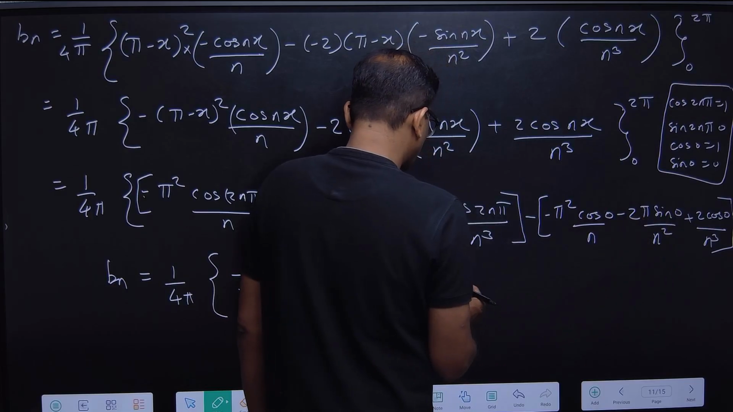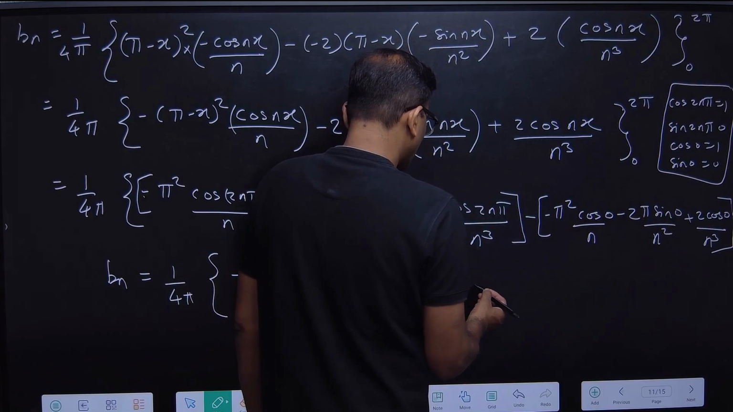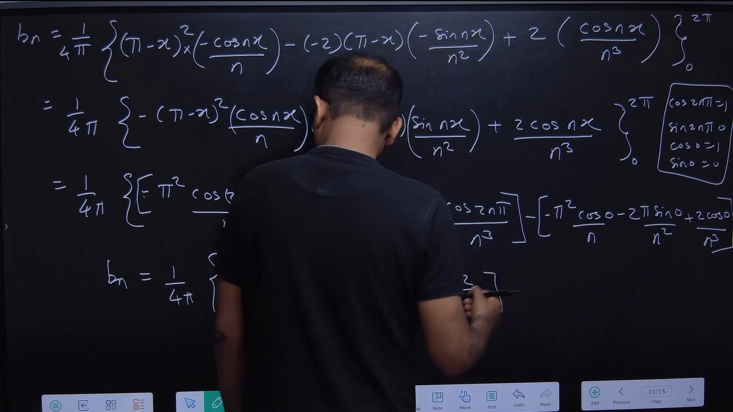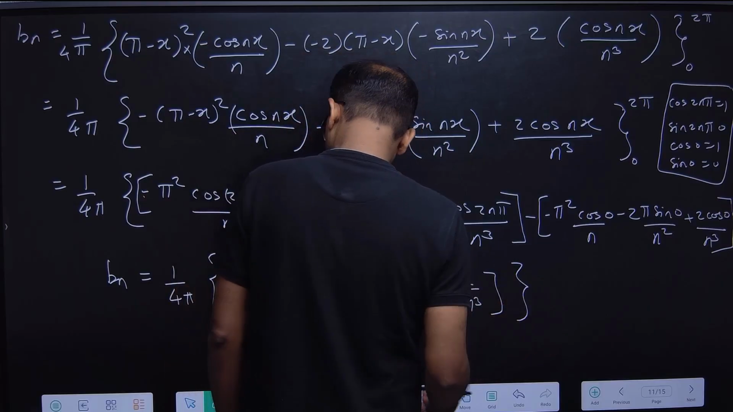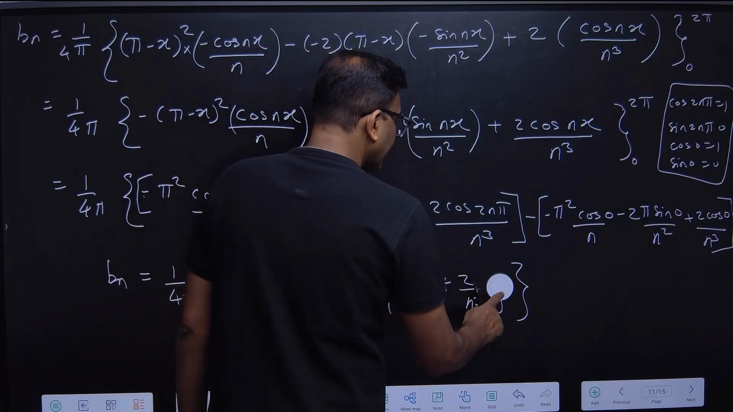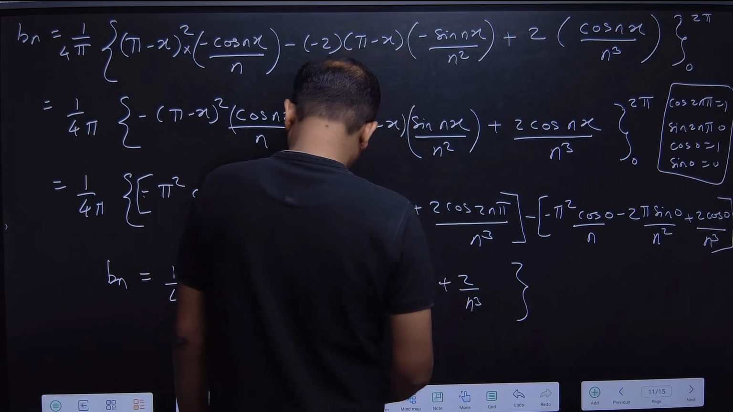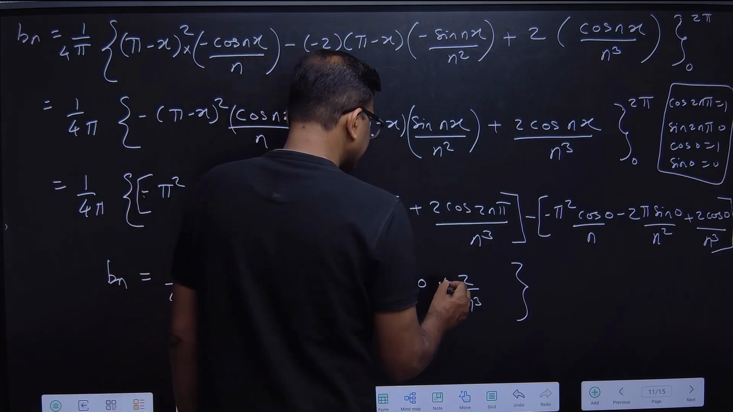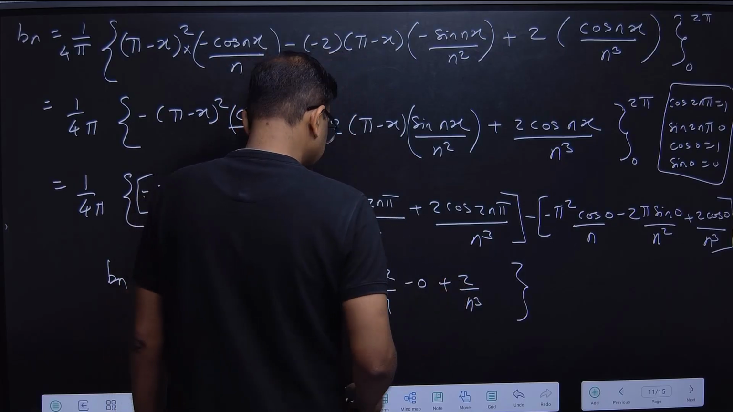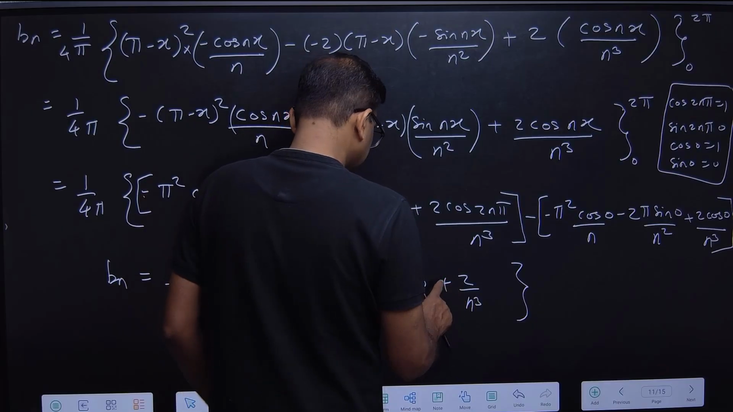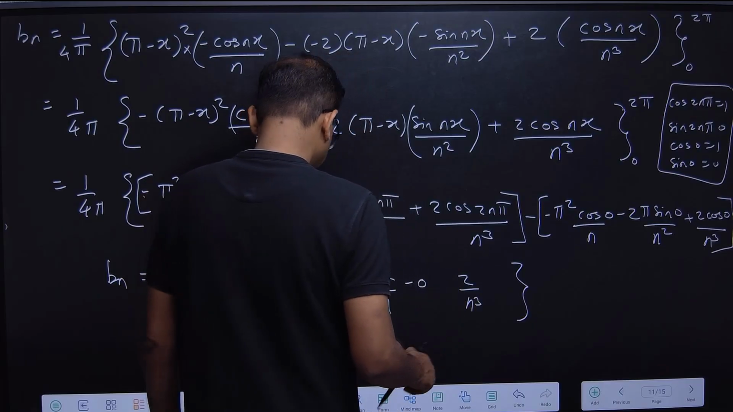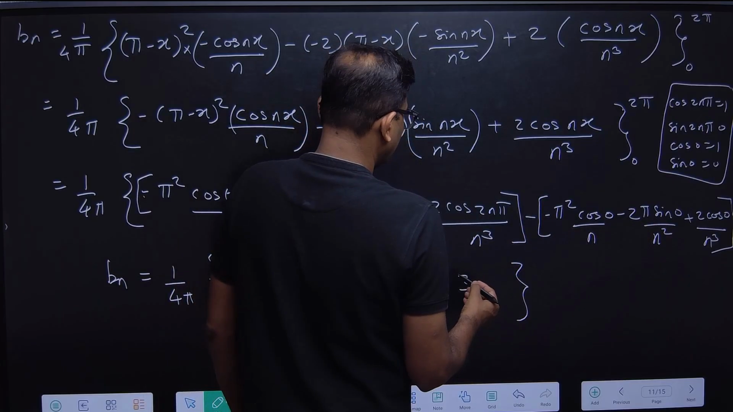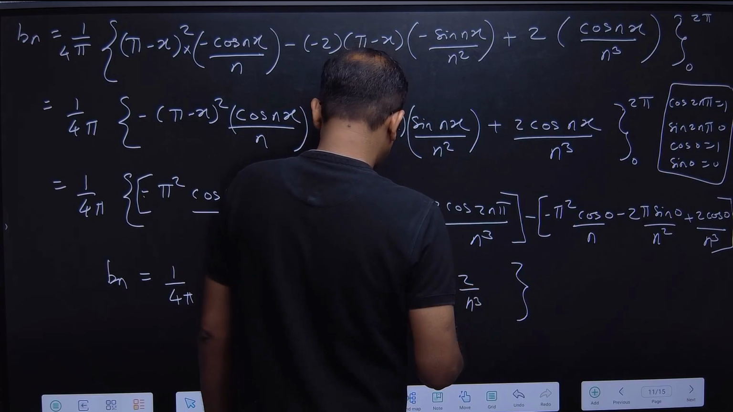Last term is again 2 cos 0. So cos 0 is 1 upon this n cube as it is. Upper limit minus the lower limit, we have substituted. And yes, so again I should take care of this plus minus sign. This was minus, so this plus will become minus.